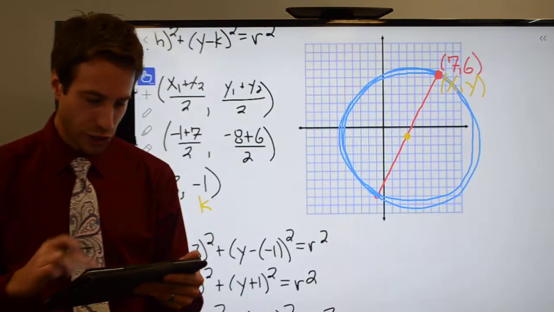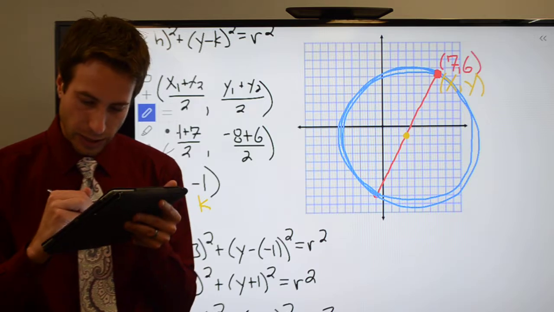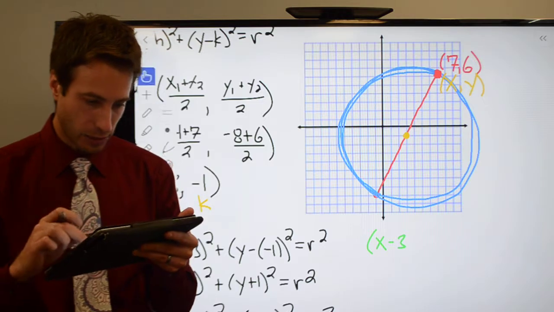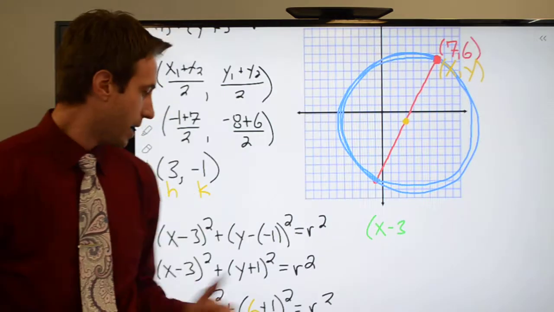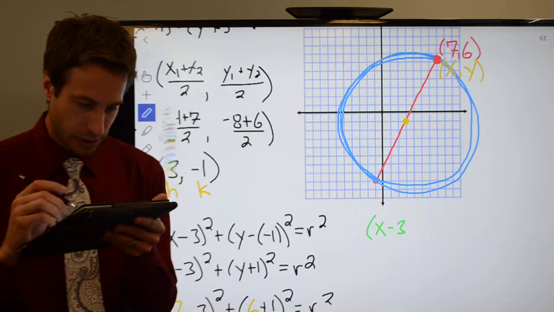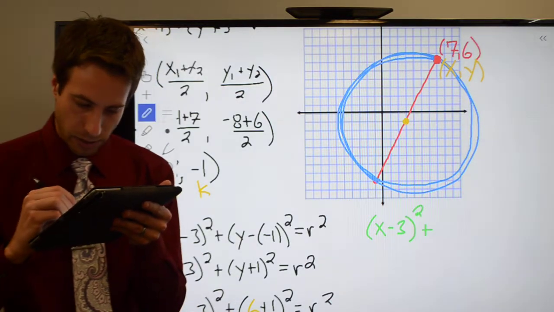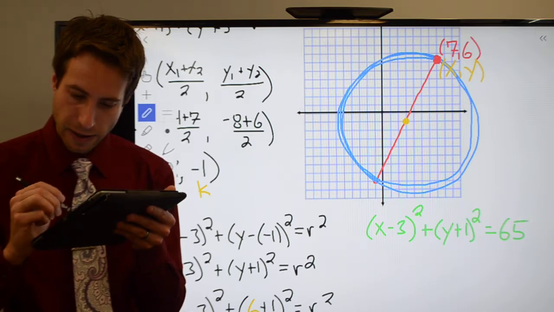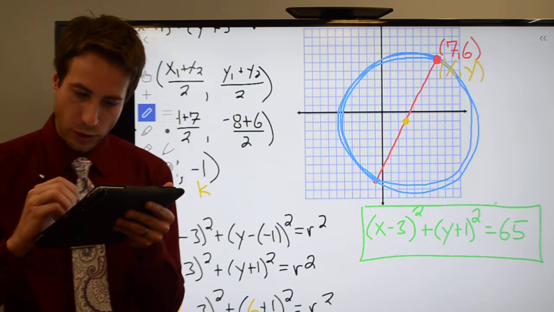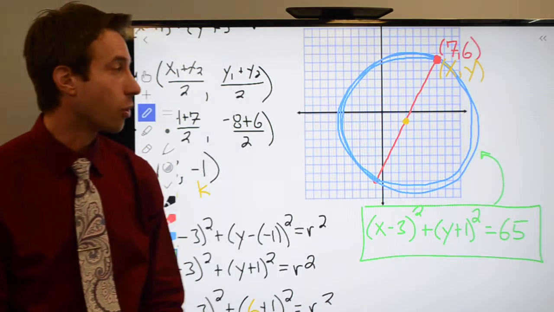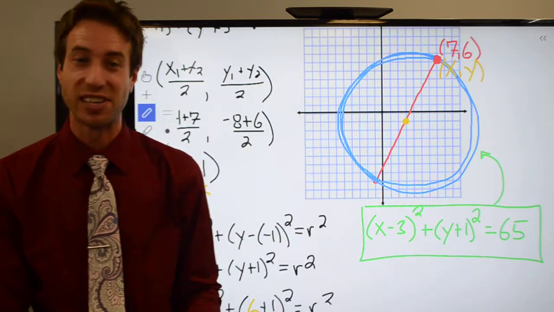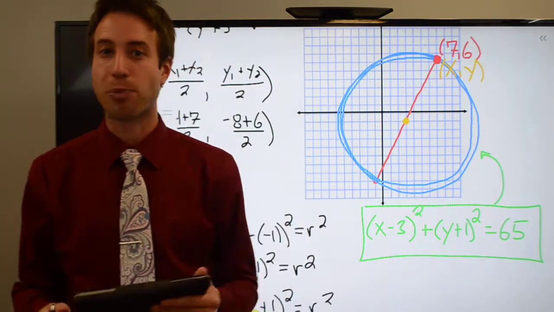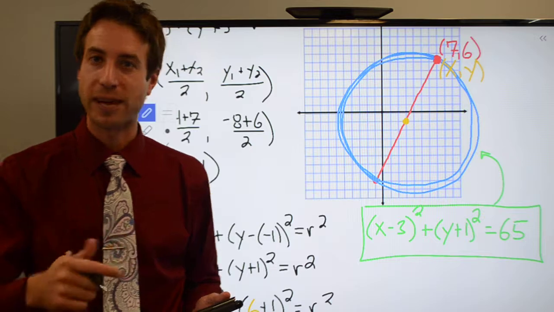All right, so the equation for my circle is going to be (x minus 3) squared plus (y plus 1) squared is equal to 65. That is the equation for that circle based on me giving you the endpoints of the diameter. Hopefully that makes a lot of sense. We'll try it again in another problem on the next page of the notes. So flip on over to the next page. I'll meet you guys there.